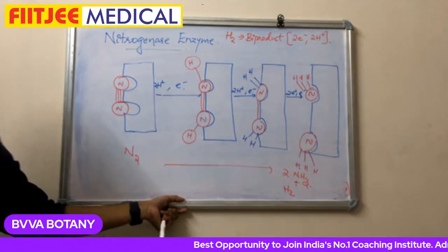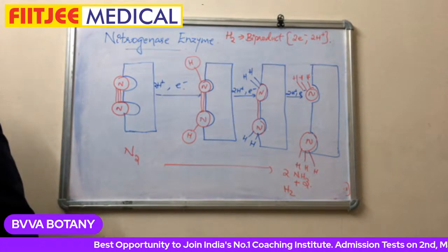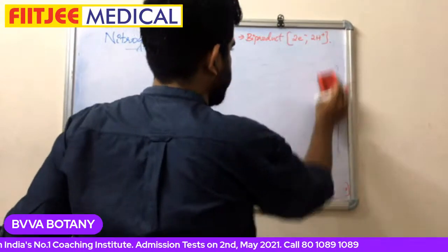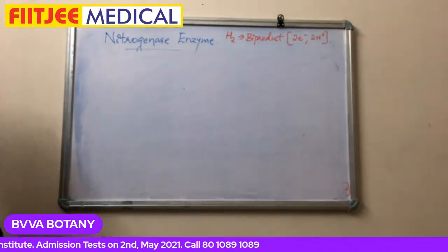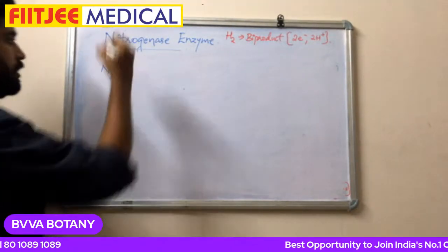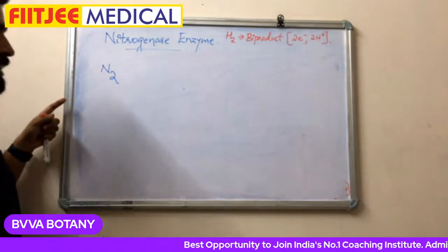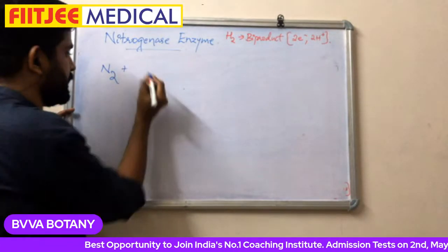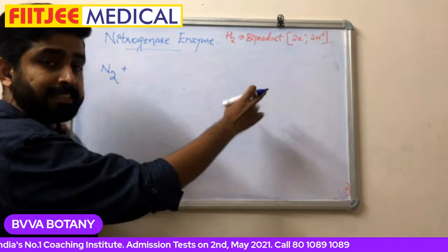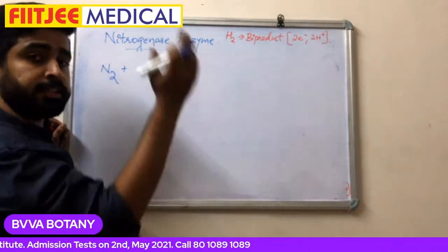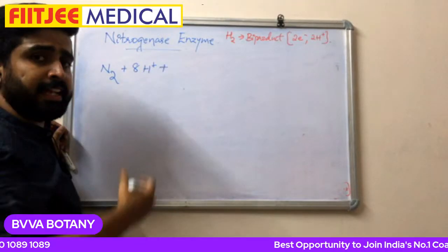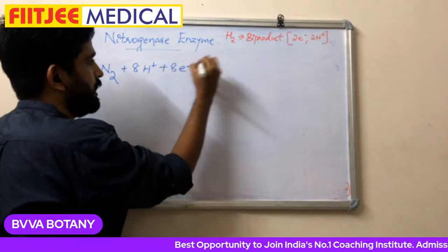So we'll find out the total equation of nitrogen fixation using the nitrogenase enzyme. There was one molecule of nitrogen. One molecule of nitrogen has taken how many? First 2H plus, then again 2, then 2, and for the byproduct 2H plus. So total of how many H plus? 8H plus. And along with that, 8 electrons.